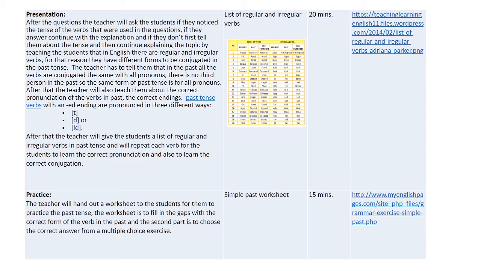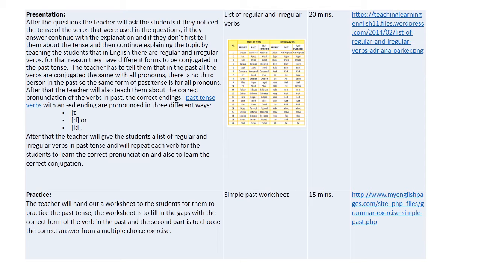After the warm-up, the teacher will start with the presentation, asking the students if they noticed the tense of the verbs that were used in the questions. If their answer is yes, she will continue with the explanation, and if they say they didn't, she will tell them about the tense and then continue explaining the topic by teaching the students that in English there are regular and irregular verbs. For that reason, they have different forms to be conjugated in the past tense.